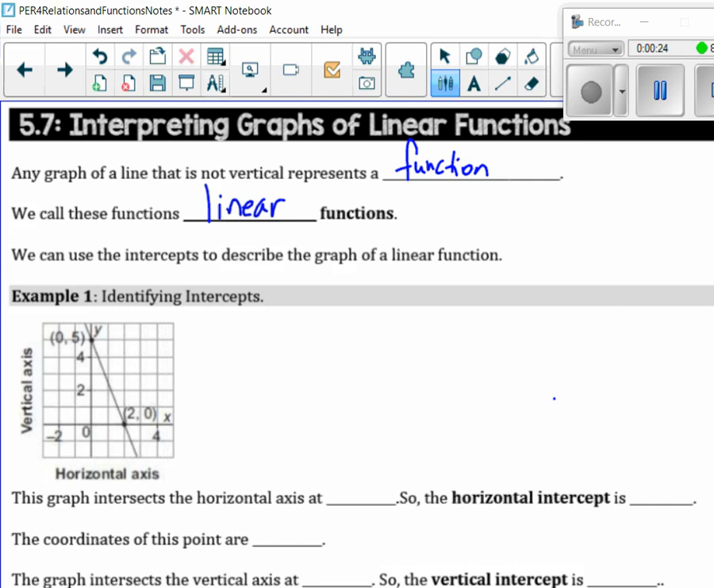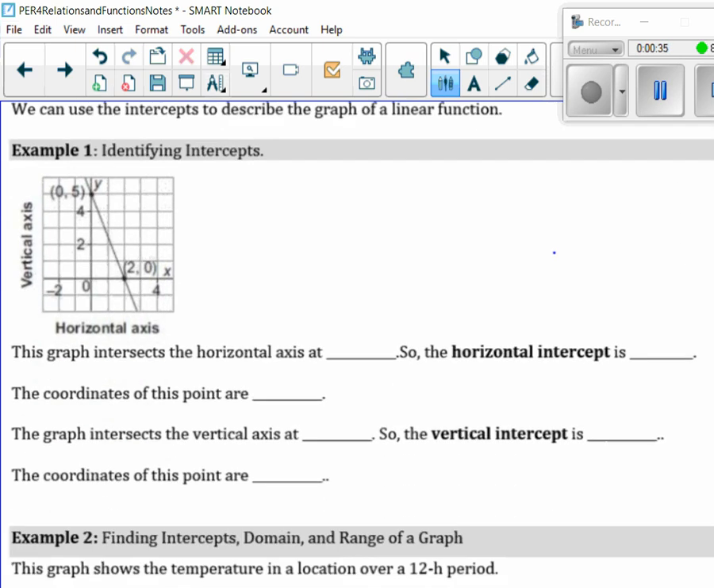We can use the intercepts to describe the graph of a linear function. Intercepts are where the graph crosses either the x or the y axis. If we're looking at this, the horizontal axis is your x. Sometimes it might be t, sometimes it might be whatever. But this graph intersects the horizontal axis where? Yes, at (2, 0), so the horizontal intercept is 2.